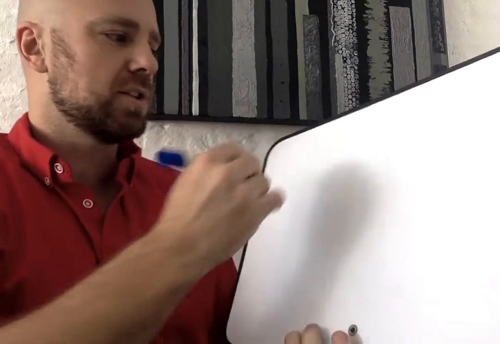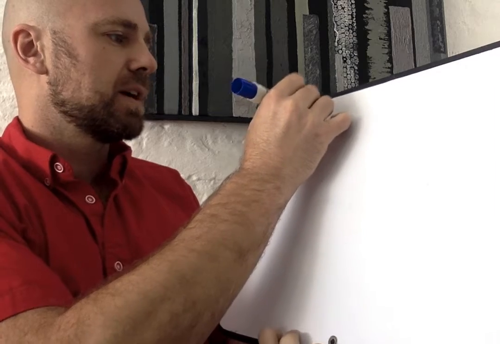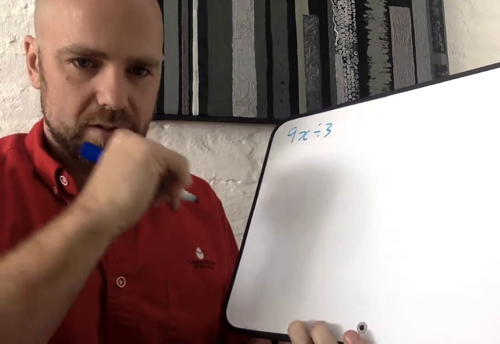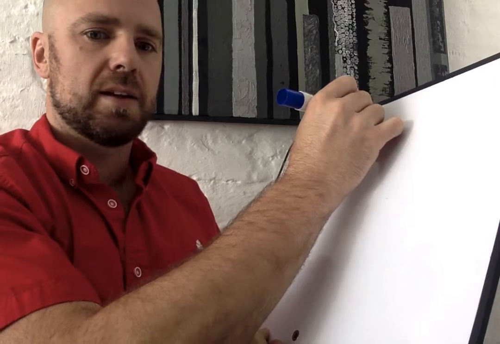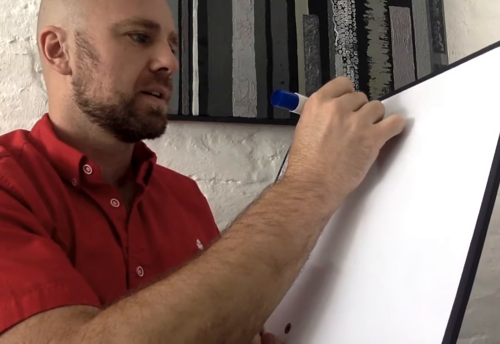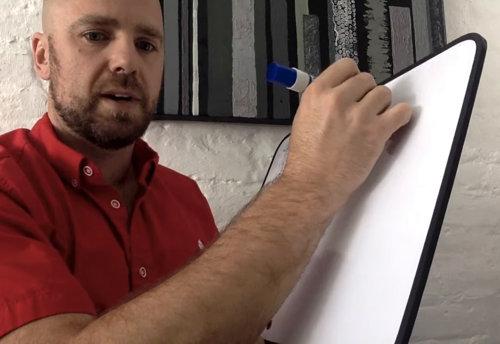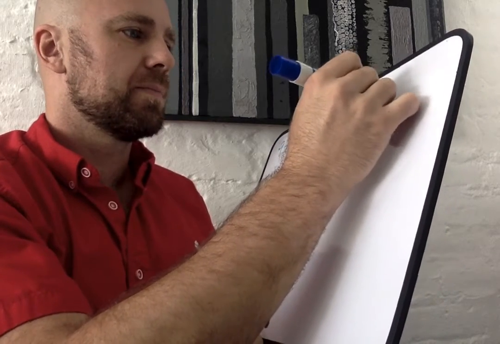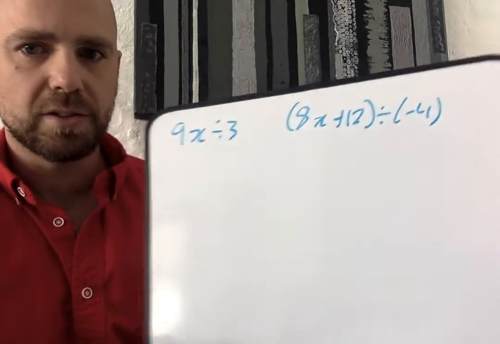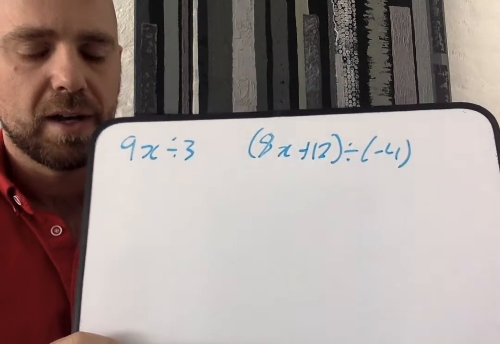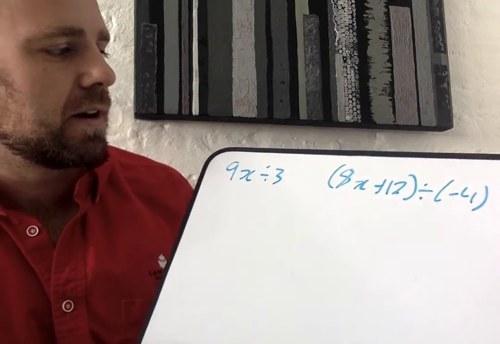When we're talking about dividing, we have to look at it a little bit differently because we actually want to substitute it in a way that we can look at it better. So if we have something like this, 9x divided by 3, let's do 8x plus 12 divided by negative 4. Okay, so let's just do these two for now. Feel free to try them out, and they're very similar.